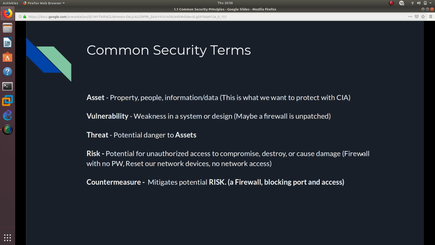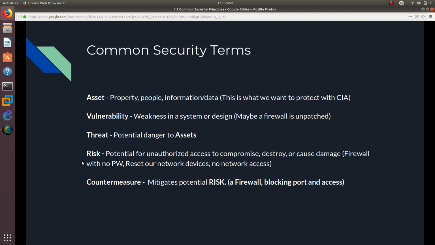This could happen if a firewall does not have a password, which means it doesn't have confidentiality, right? And then they could reset our network devices, which could destroy your network and cause damage. And then you're going to have no network access, which means you are not going to have availability.